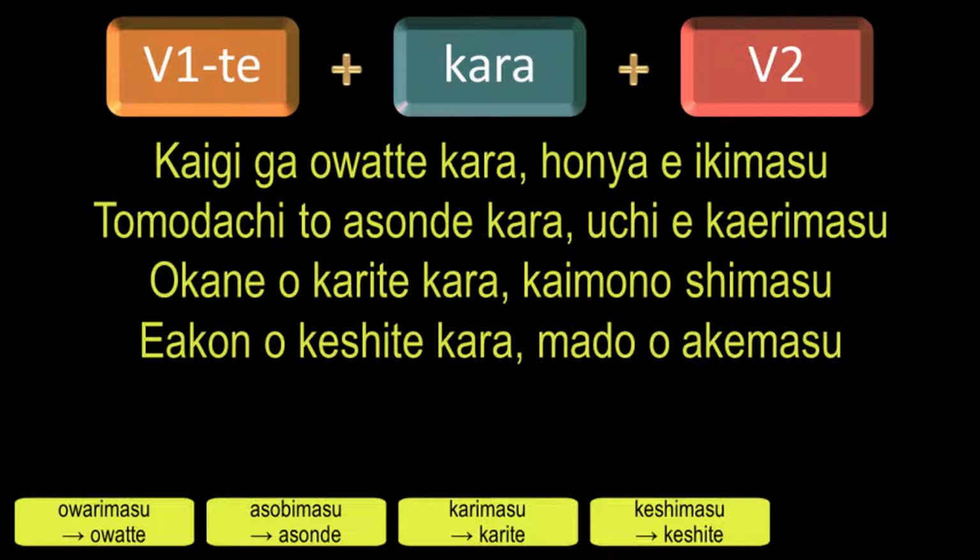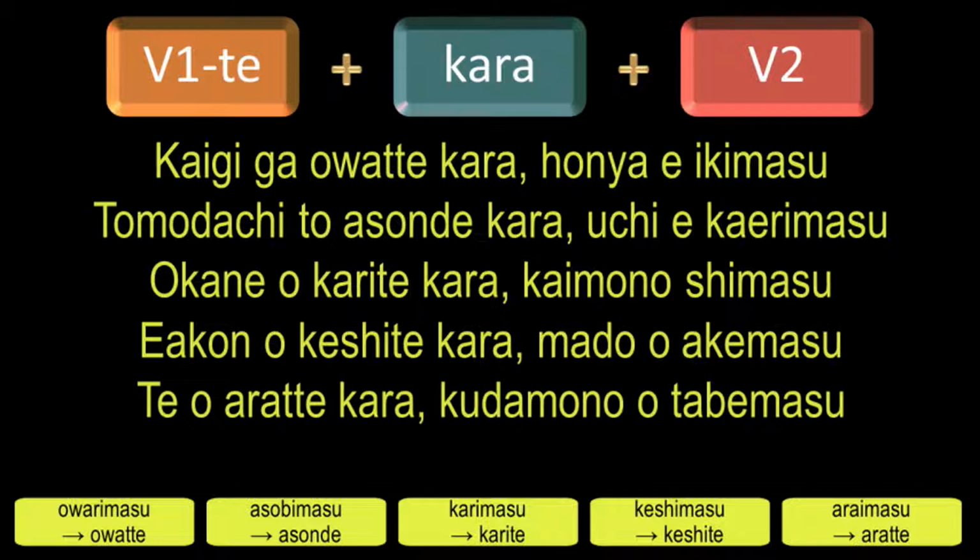Let me go to the last example. Te means hand and araimasu means to wash. Its te form is aratte, and if we add kara to it, we will get te o aratte kara, which means after washing hands. You also know that kudamono is fruit and the verb tabemasu means to eat. So if I say te o aratte kara kudamono o tabemasu, then it means after washing hands, I will eat fruits. Just remember to construct the te form of the first verb, add kara, and then the second verb.